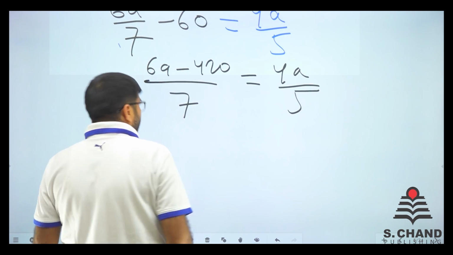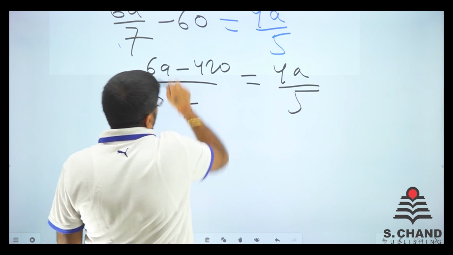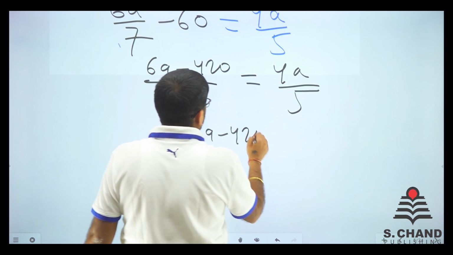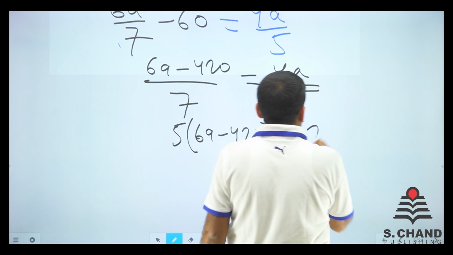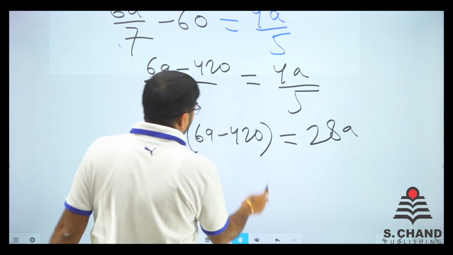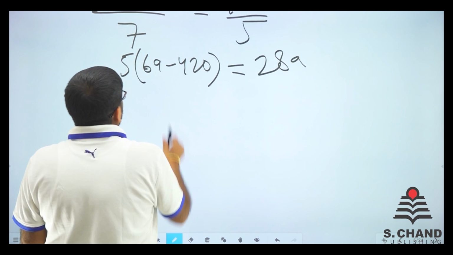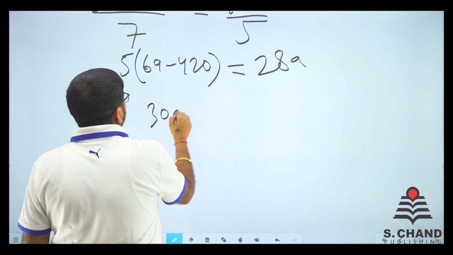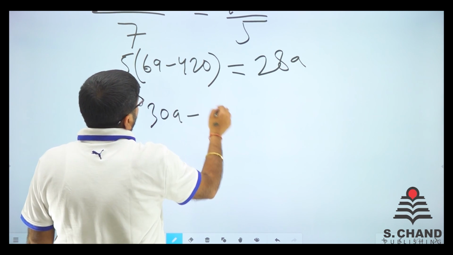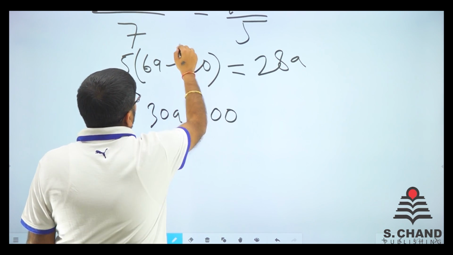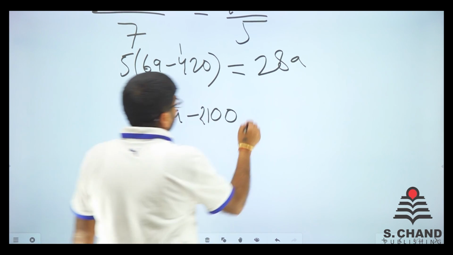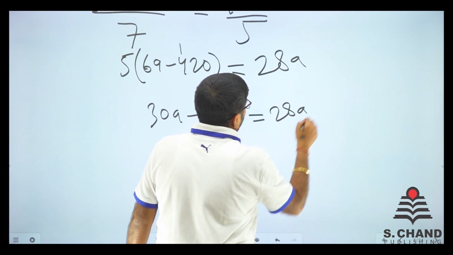Now cross multiply. This 7 goes there, 5 comes here. So 5 times (6a minus 420) is equal to 28a. Just multiplied, right? Now again we need to calculate this thing. So this is like 30a minus 420 into 5. So 5 zeros are 0, 5 2s are 10, 1, 5 1s are 5, 4s are 20. So 2100 is equal to 28a, right?